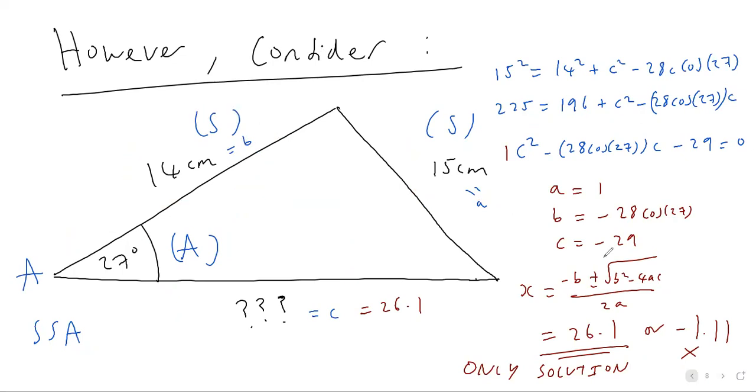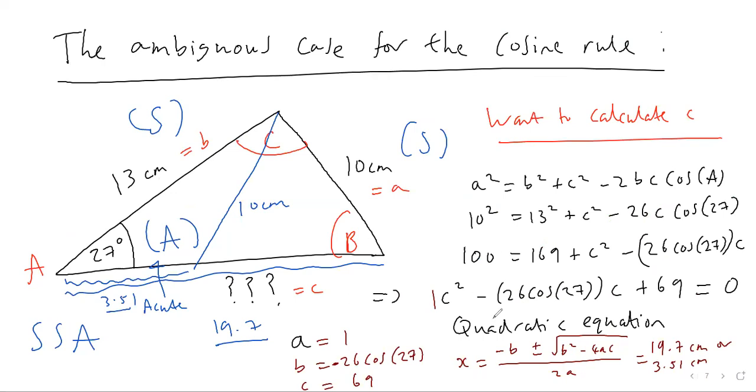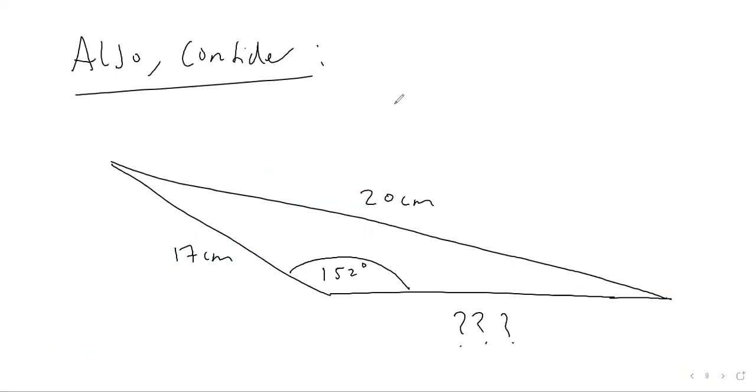Whereas in our first case, where we had this ambiguous case with two different possible solutions, the opposite side there was actually smaller than the side adjacent to the given angle in the question. So we'll bear that in mind, and we'll also consider this example here.